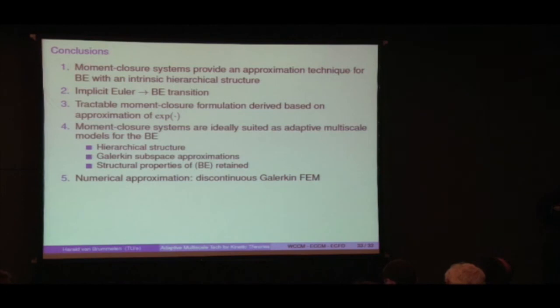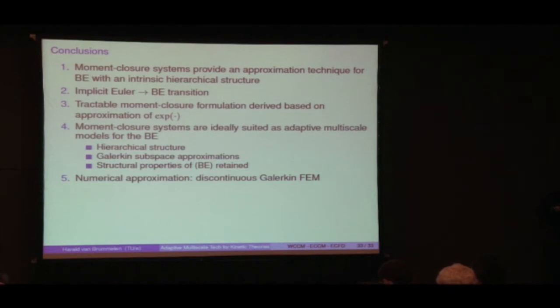We derived a new tractable moment closure formulation based on polynomial approximations of the exponential. And something which is most relevant in the context of multiscale modeling is that moment closure systems are ideally suited as adaptive multiscale models for kinetic theories. They have a very nice hierarchical structure, so it's not that you go from a simple model to a tremendously complicated one. You can go there step by step. It's basically increasing the order as it's locally needed in your problem.